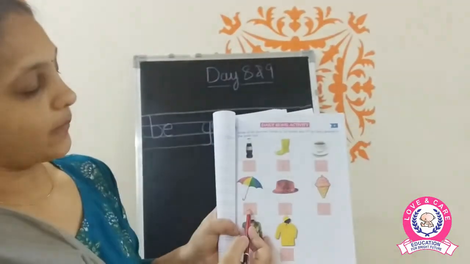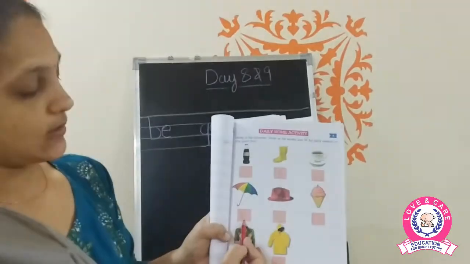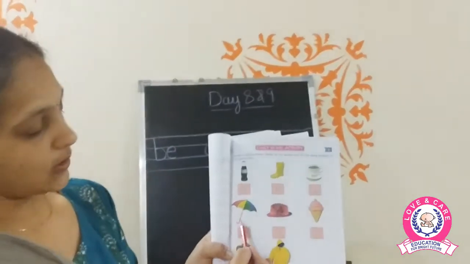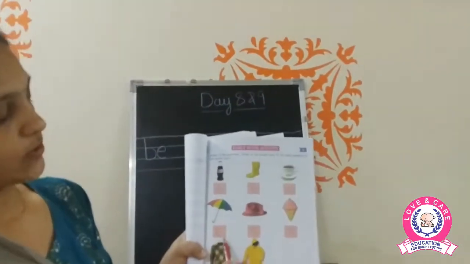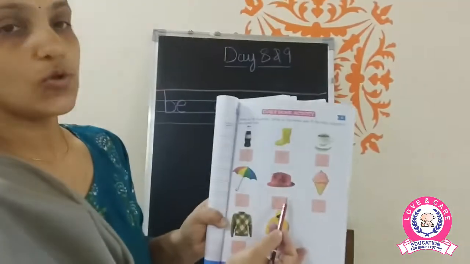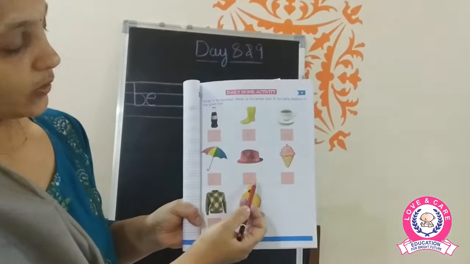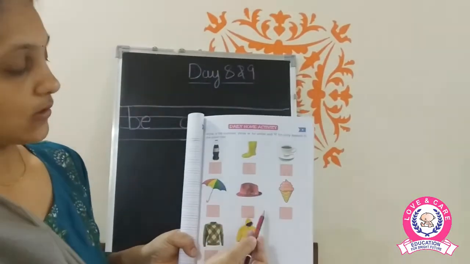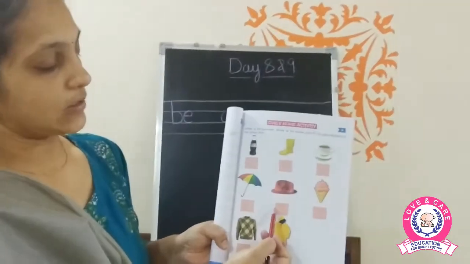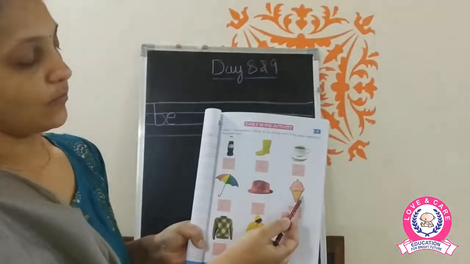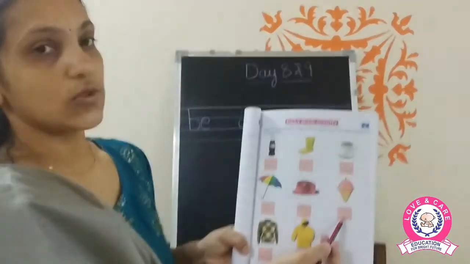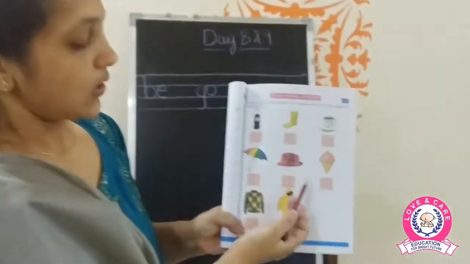Then is the umbrella. Umbrella is used during the rainy season. Umbrella हम कब यूज करते हैं? जब बारिश आती है तो बारिश से बचने के लिए we use the umbrella. So it is used during the rainy season. Then is the hat. So hat is also used to protect ourselves from the heat. So it is used during the summer season. So we'll write the letter S. Then ice cream. One likes to eat ice cream during the summer season, just to get away from the heat.